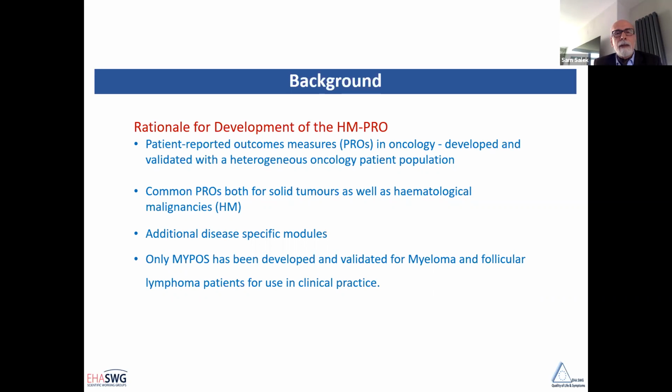So the rationale for development of the HMPro was, we looked around all the measures that were used, both, of course, in clinical practice day-to-day, patients going to see their doctors, and also in clinical trials of medicines for cancer, that is the solid tumors and blood cancer. It appeared that the development of these measures were based on using heterogeneous patients, both with solid tumor and hematology. So they weren't really specifically developed for one group or the other.